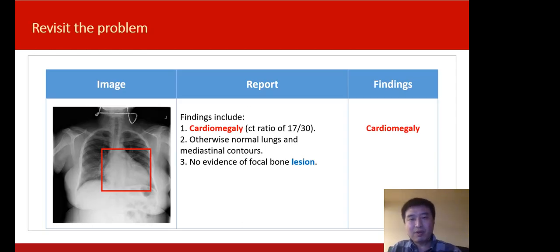Now let's talk about the first task. The first task is to extract findings like cardiomegaly from the reports. But if we simply apply a named entity recognition tool on the reports to extract all findings, we will also extract the lesion from these reports. Then we create a mistake, because the report says there's no evidence of focal bone lesion in the image.